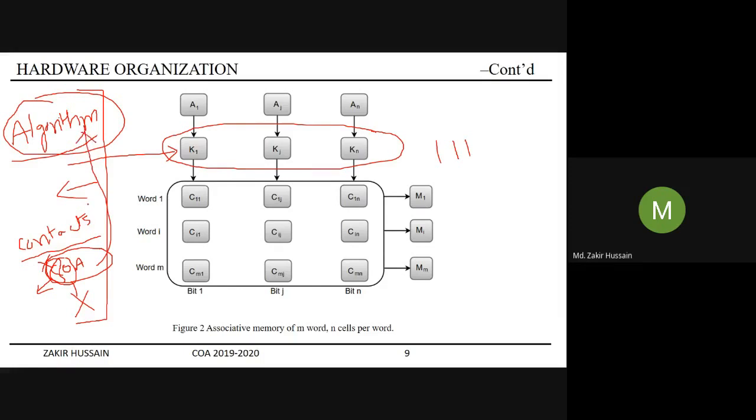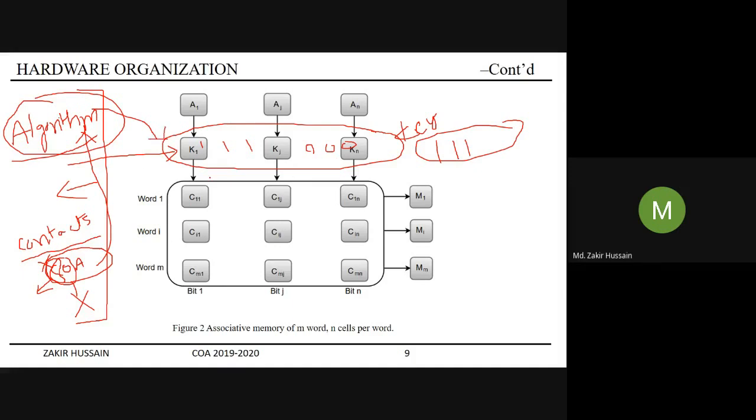So that algorithm decides here, in this key register, which bits need to be set, whether to set, whether not to set. Like that, who is deciding? This algorithm is deciding actually.